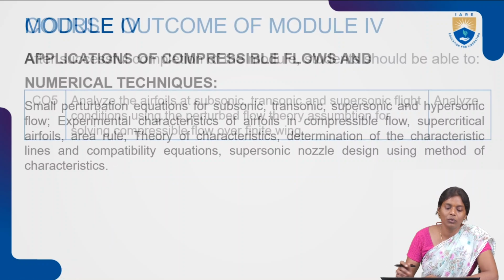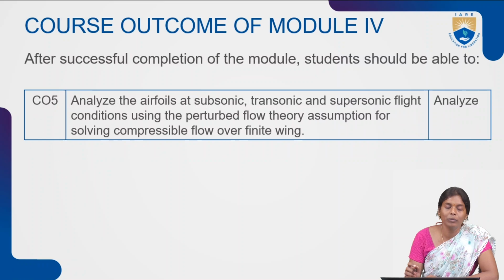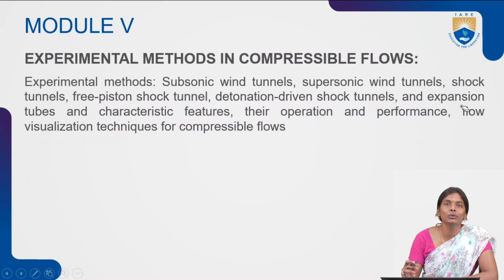So by the end of this module, the student will be able to analyze the airflows at subsonic, transonic, supersonic flight conditions using the perturbed flow theory assumption for solving the compressible flow over a finite wing. So the Bloom's taxonomy level, as I said, is the analyze level. So coming to the fifth module, that is the last module of this high-speed aerodynamics subject, that is experimental methods in compressible flow.